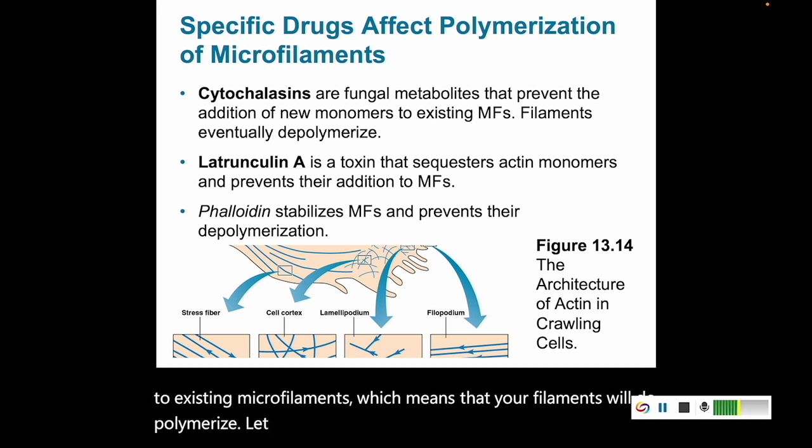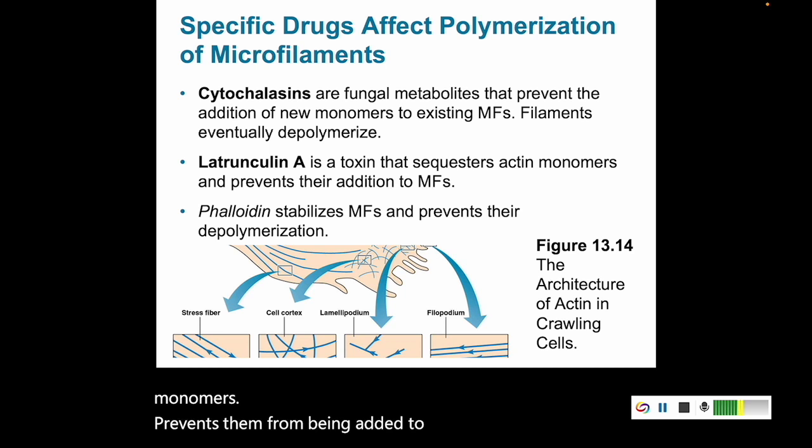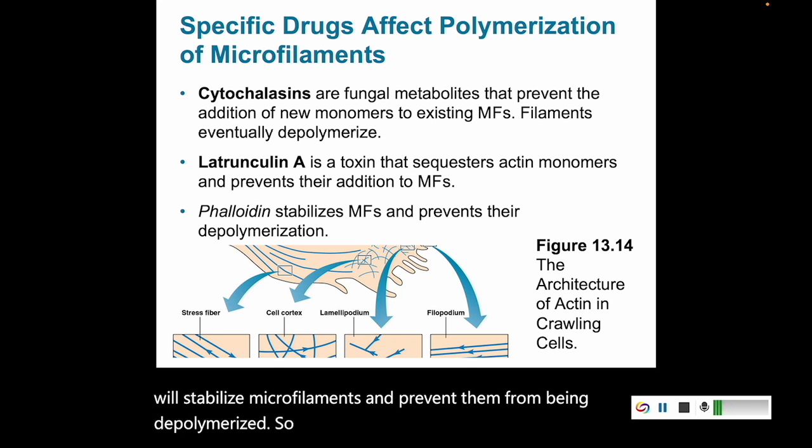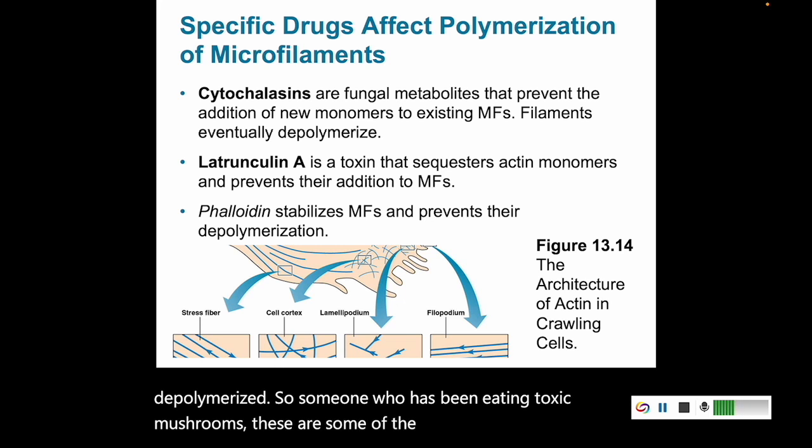Latrunculin A is a toxin that sequesters actin monomers and prevents them from being added to microfilaments, and phalloidin will stabilize microfilaments and prevent them from being depolymerized. So someone who has been eating toxic mushrooms, these are some of the metabolites that they would have been exposed to.